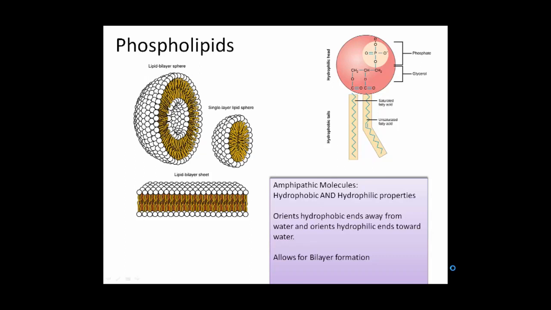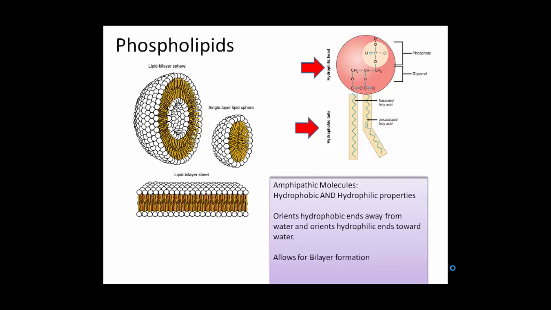And so the head with the phosphate is going to want to associate with water, whereas the fatty acid tails want to be as far away from water as possible. This allows for the bilayer formation, or the foundation of the membrane structure. And you can see in the diagram we have a single layer sphere, a bilayer sphere. That would be very similar to a vesicle. And then your bilayer sheet, which is what the membrane would be. So there's your hydrophilic head, and there's your two hydrophobic tails.